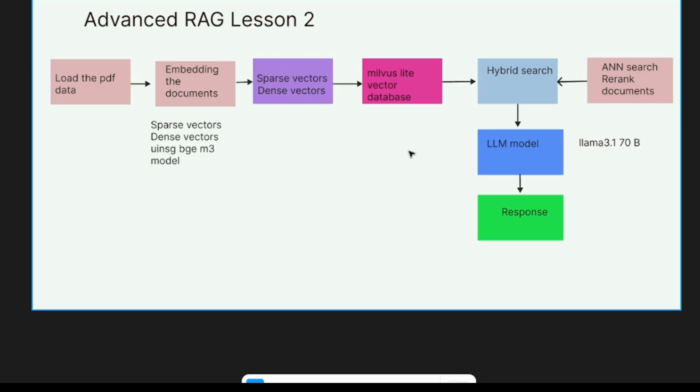Hybrid search is the combination of semantic search and keyword search. In the dense, we have semantic search. In the sparse, we have keyword search. In this video, I'm going to explain sparse vectors and dense vectors also. So in this hybrid search, with the help of ANN search and rerank, we are going to get the content.